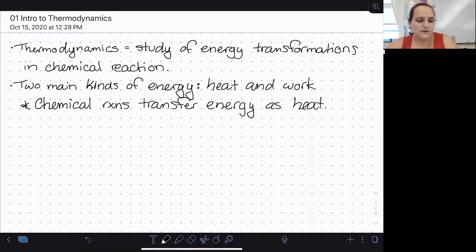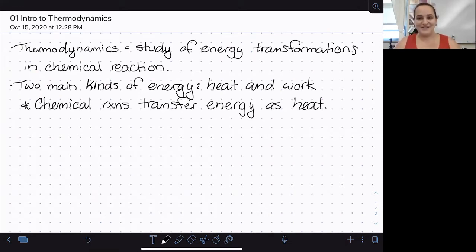Work is a type of energy transfer that usually involves something moving. It's kind of the easiest way to think about it. For instance, anything that moves due to gravity, like if you drop something and it falls, that is work being done. The gravity is doing work on that object. Energy transfer in chemical reactions is usually pretty exclusively heat type energy.